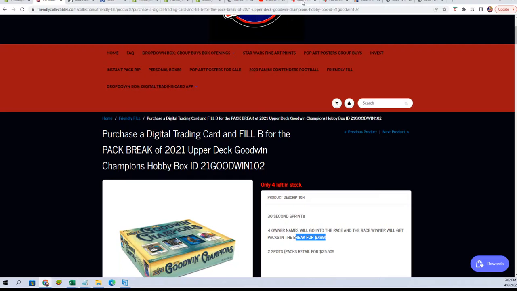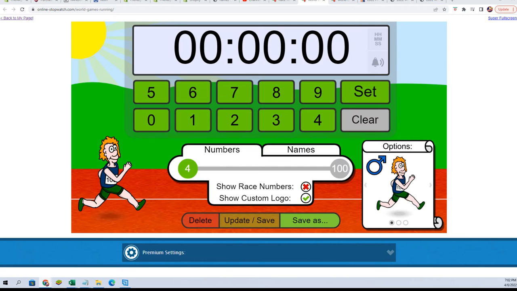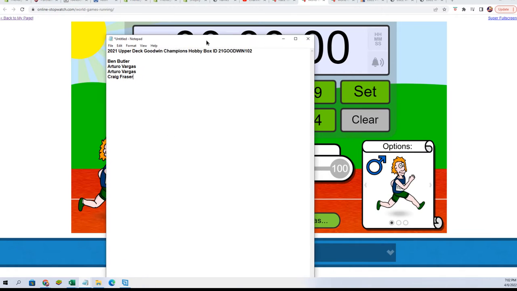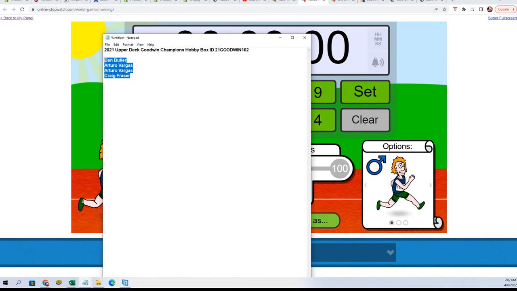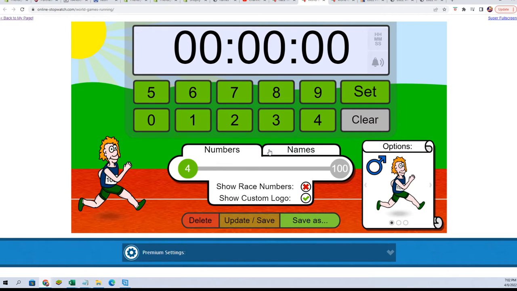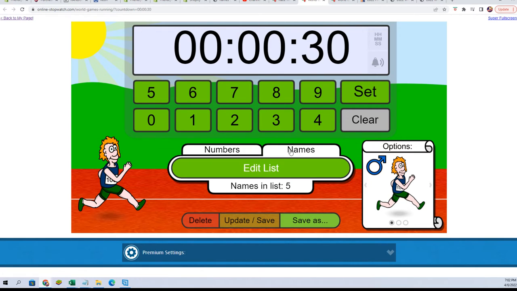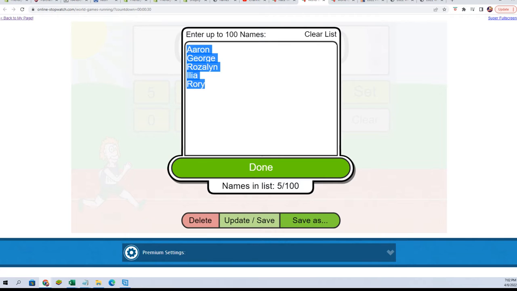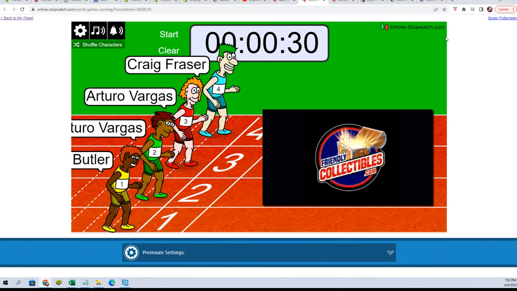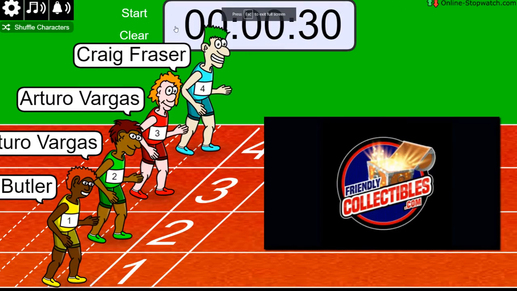Let's go ahead and get to this. It's the same thing as the filler I just linked. It is a four-person filler for Goodwin Champions, where one person's getting two packs for $7.99. On your mark, get set, go.